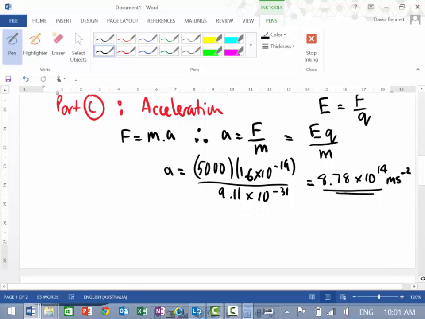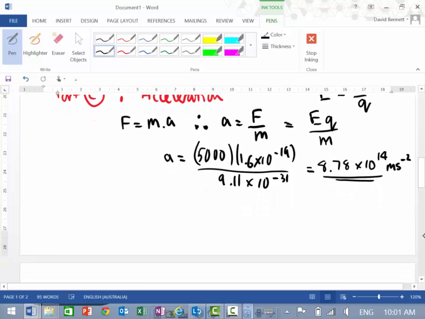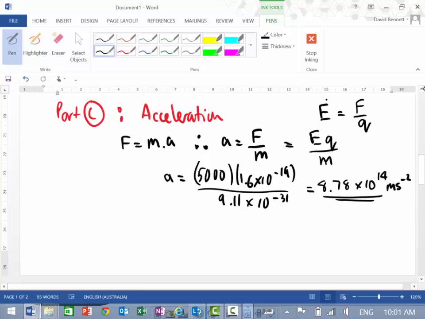Once we've got that, what we want to know is how long it's going to be in the field. So part D will be the time. The time it's in between the plates.